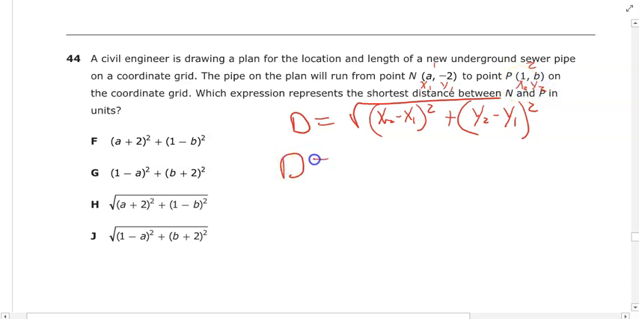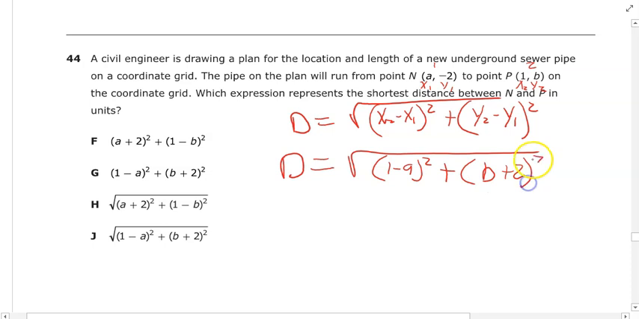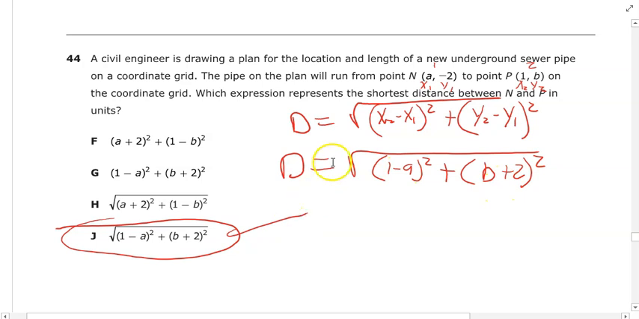So let's plug in the pieces then. Square root of x2 minus x1 would be 1 minus a squared. y2 minus y1 will be b minus negative 2. So b minus a negative, same thing as plus a positive. Should be this value here. And I look and see that does look to be one of the answers there. So this will represent the distance between those 2 points, N and P. So 1 minus a squared, b plus 2 squared. Yep, looks correct.